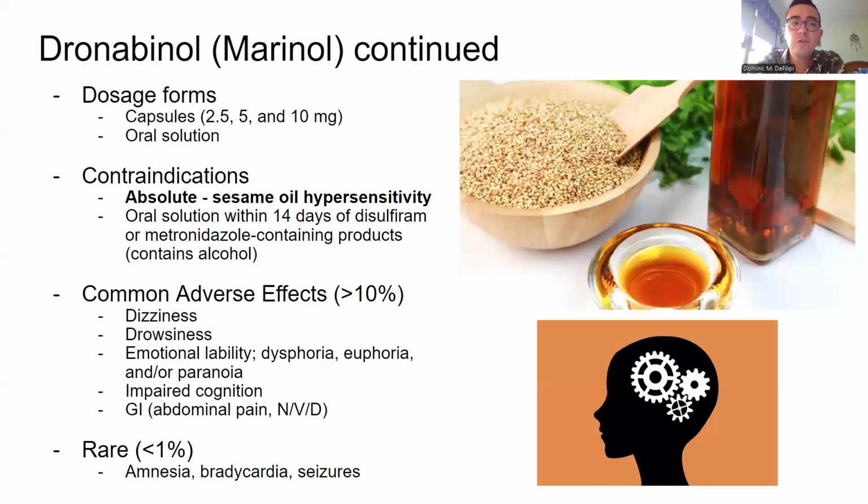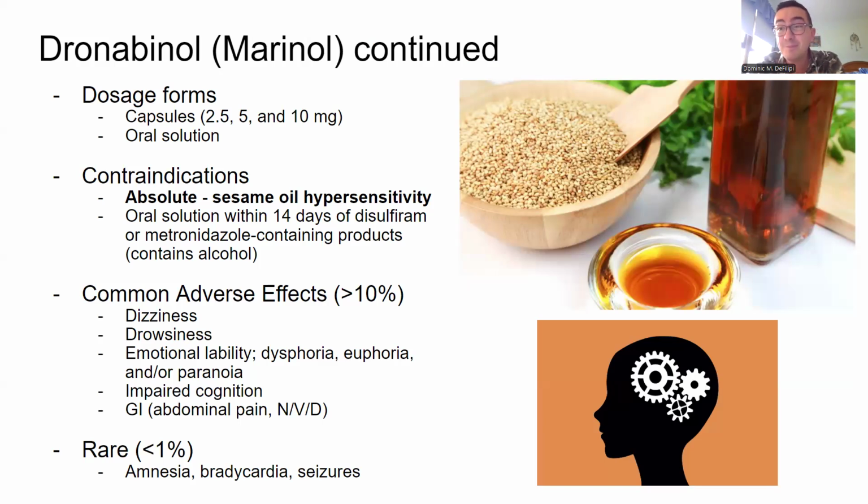Its dosage forms: dronabinol comes in capsules of 2.5, 5, and 10 milligrams, and an oral solution. A very important contraindication, an absolute contraindication: you can absolutely not give it to a patient who has this aspect in their medical history. If the patient is allergic to sesame oil, that is an absolute contraindication. They should not be taking dronabinol.